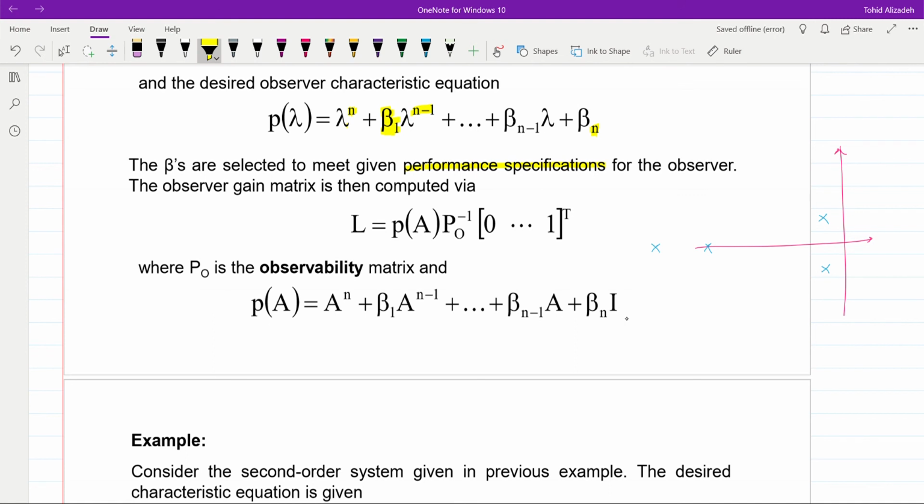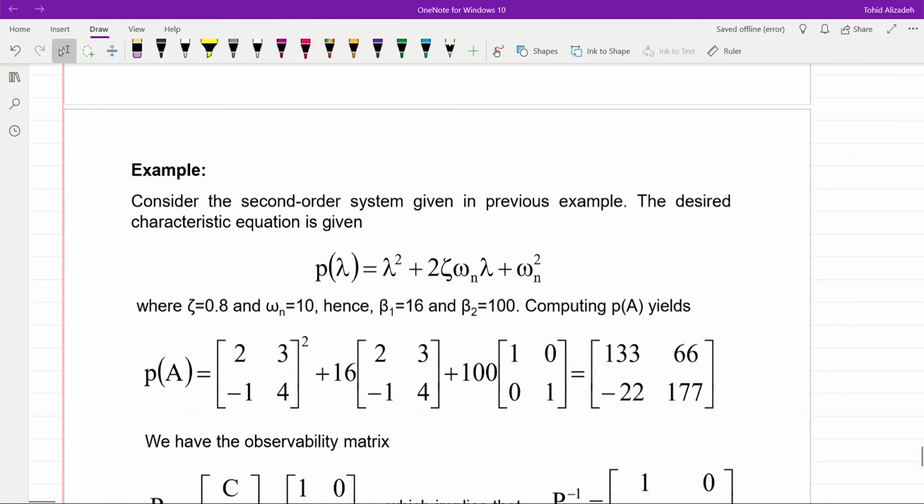L will be equal to P of A. So in the characteristic equation, we would need to replace lambda with A and then find P of A, as you can see here, and then multiply it by the inverse of the observability matrix. You can see that the observability matrix should be invertible, otherwise we will not be able to find L. And then multiply it by a vector of zeros with a 1 at the end, transposed. So this will indeed be a column vector with zeros and 1 at the end.